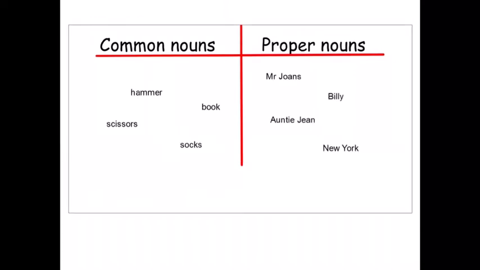And here are the correct answers. Common nouns. So hammer, book, scissors and socks. You will note they all begin with small letters. Proper nouns. They are specific place, person or things. So Mr. Jones, Billy, Auntie Jane, New York.